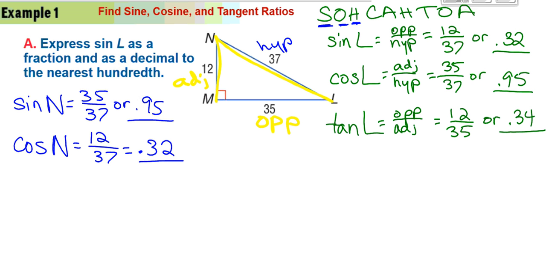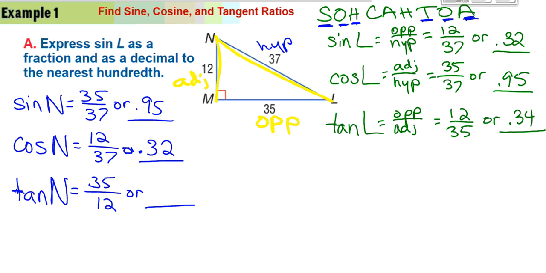And then finally, we're going to find the tangent of N, T-A-N, capital N. And the tangent of the angle is the opposite over the adjacent. So for this one, the opposite side is 35, and the adjacent side is 12. Notice that is not an answer from before, so take a minute and, oh, I should have written or for this one. My apologies. And take a minute and get that as a decimal.